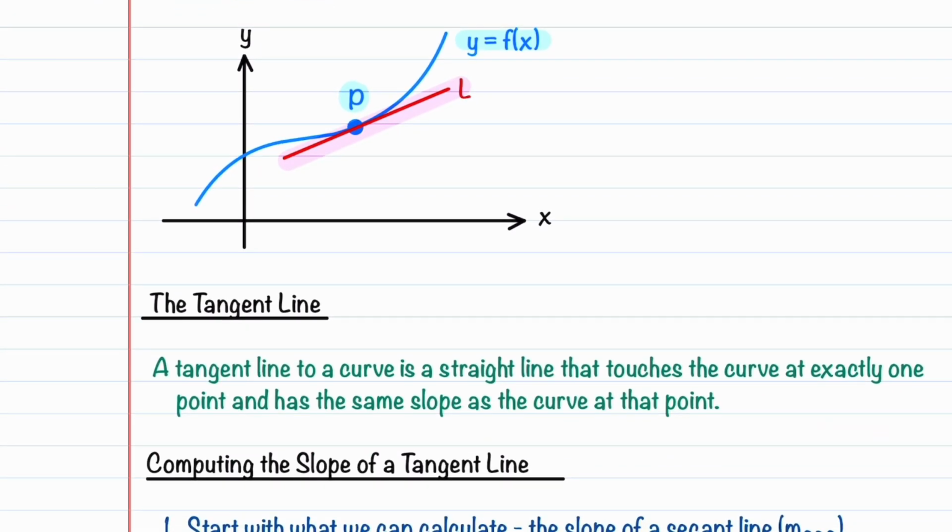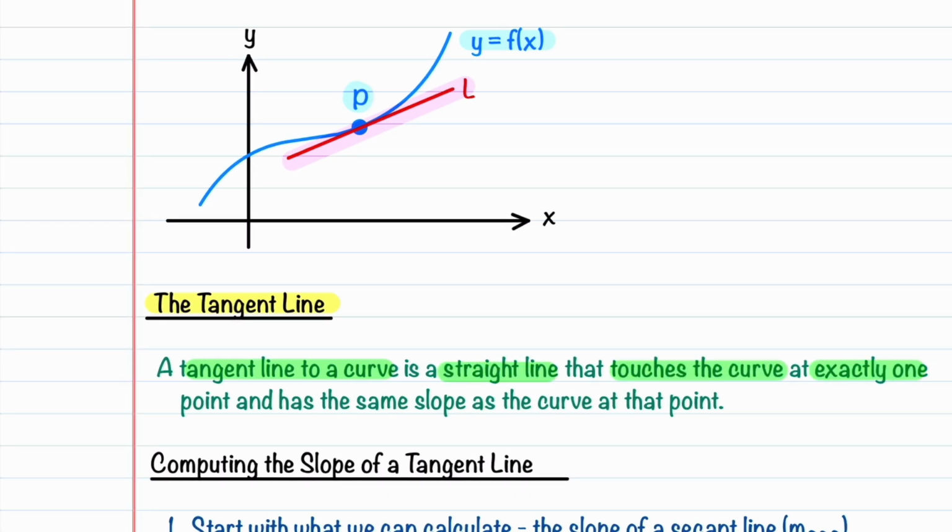Before we find the slope of the tangent line, let's make sure we understand what a tangent line is. A tangent line to a curve is a straight line that touches the curve at exactly one point, such as the point P up above, and has the same slope as the curve at that point. Because the two slopes are the same, finding the slope of the tangent line to a curve enables us to find the slope of the curve at that point.